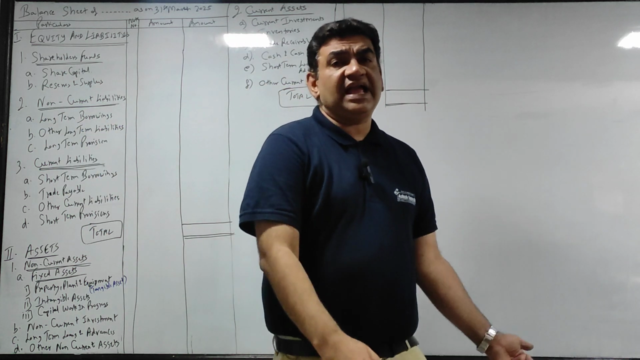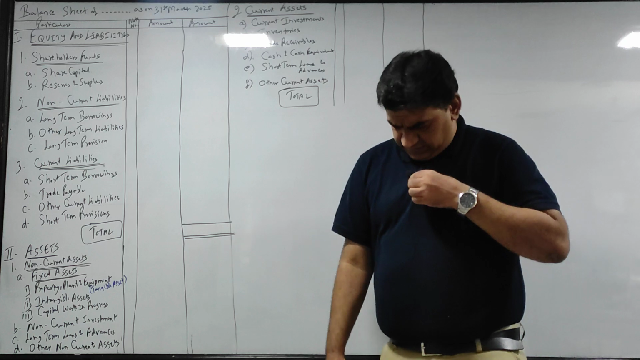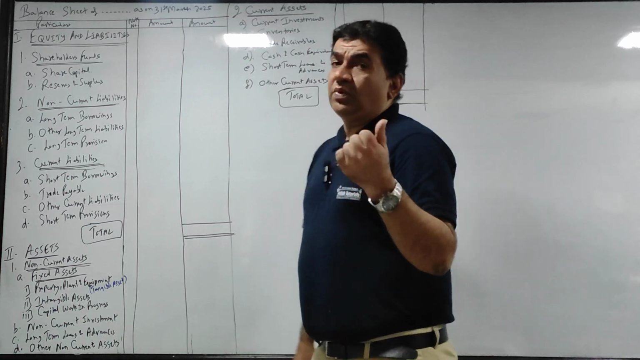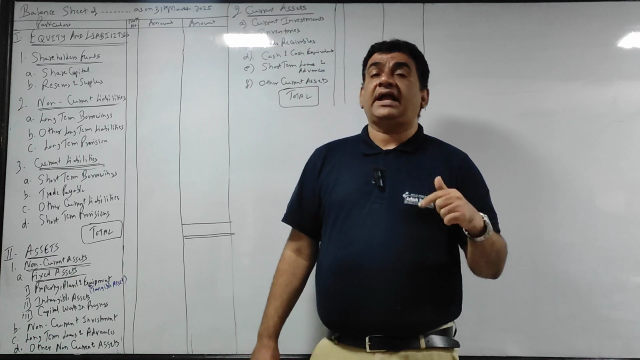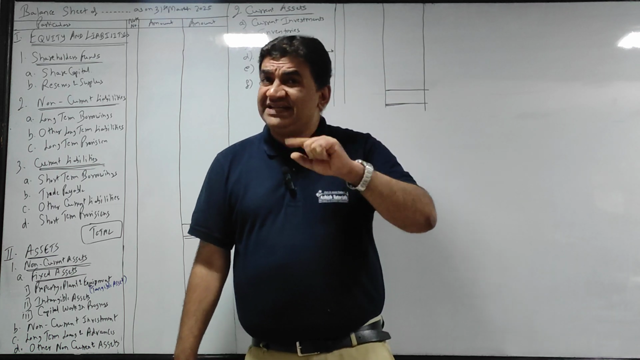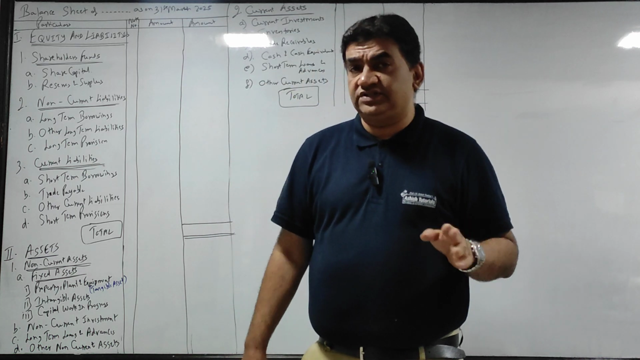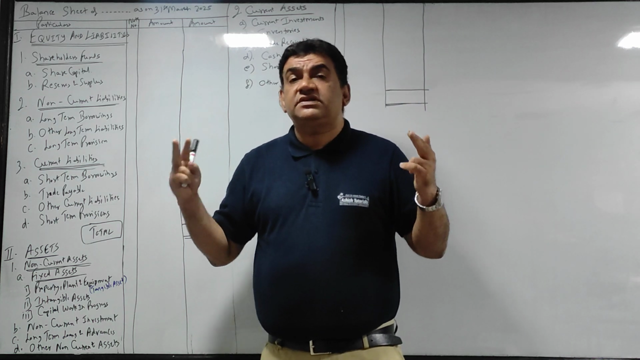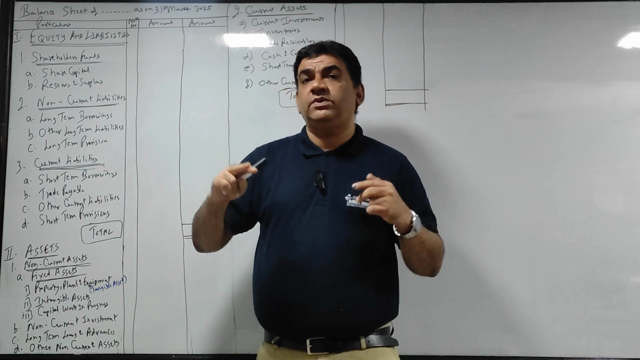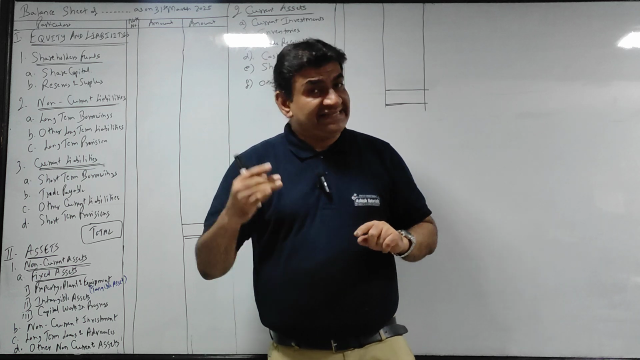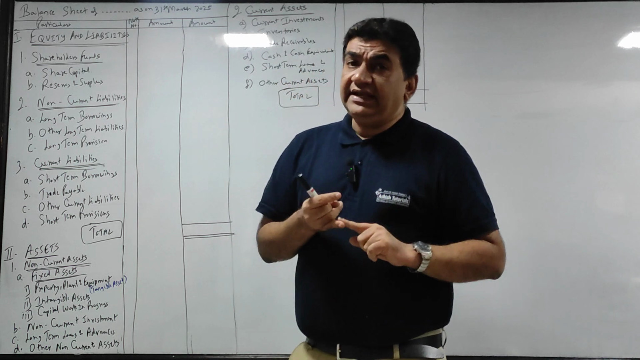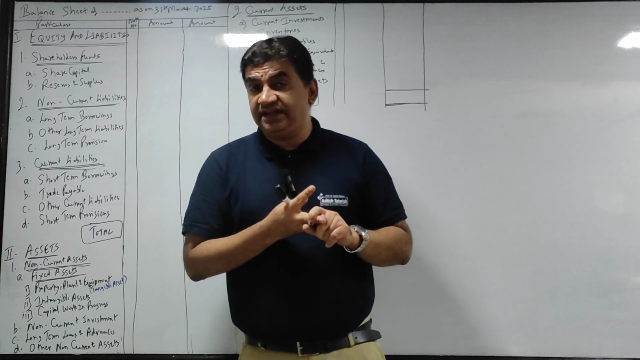Now, when I say share capital, you all know very well from a company's perspective, there are two share capitals. One is equity share capital and one is preference. What is the difference between the two? Preference shares have two preferences over equity. First of all, they get a fixed rate of dividend every year.